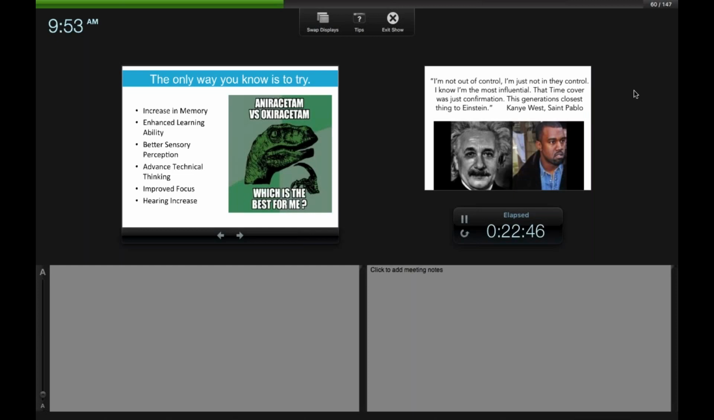So now we'll talk about aniracetam versus oxiracetam. Now oxiracetam is great because you can hear better with oxiracetam. That's what I've noticed the most, and I've heard that from a lot of different sources that it does improve your auditory nerves, and it helps with learning and memory, better sensory perception, advanced technical thinking. But the hearing is the biggest thing I like with oxiracetam.